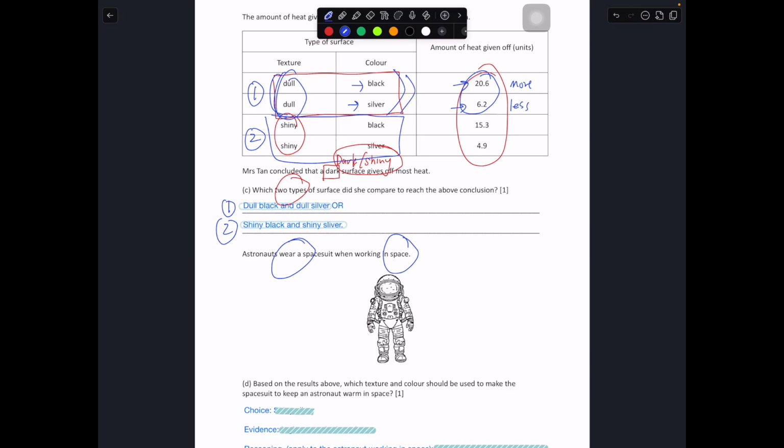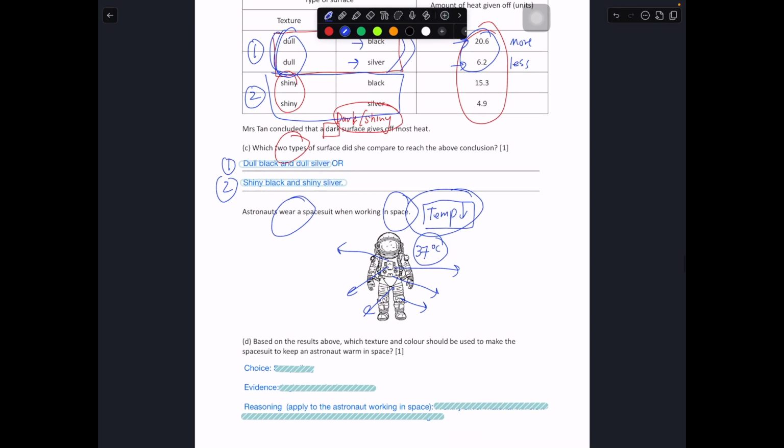So in space, the temperature is very, very low. Your body temperature will probably be maintained at 37 degrees Celsius. This is a human's normal body temperature. Most humans will keep at this temperature. So what does it mean? If I throw you in space today, you will constantly be losing heat to the surroundings, because space is actually a very cold place. The temperature is pretty low, so you constantly lose heat.